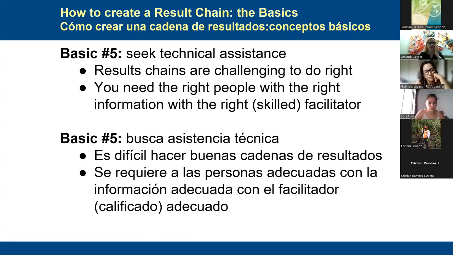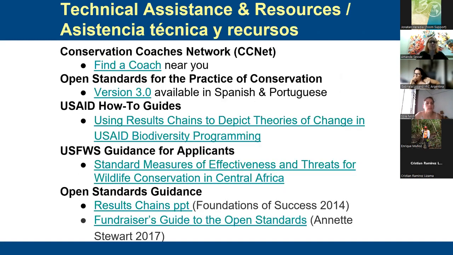Best practice number five is to seek technical assistance. This isn't easy. This is not standard practice in a lot of places. We don't have a lot of practice. Once you do it once or twice, you start to get better and it becomes easier, but it takes practice to do this right. So working with a facilitator that understands the process can be really, really helpful. And I know that with your projects here you will have a facilitator working with you. So that's great. I'm excited that the IEI is working with you hands-on like that.